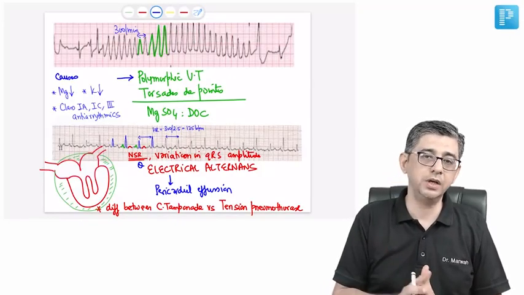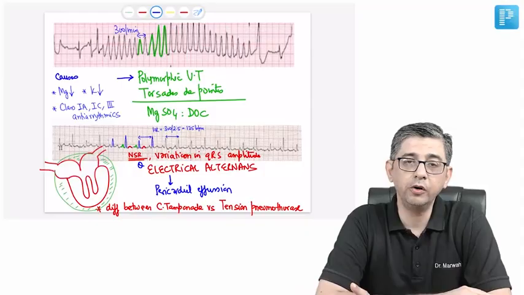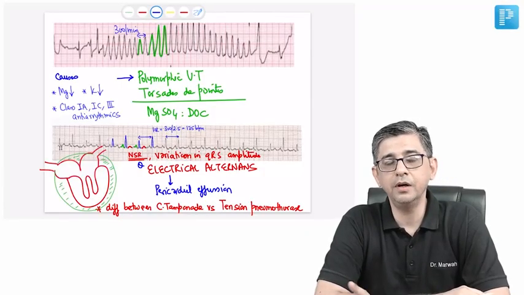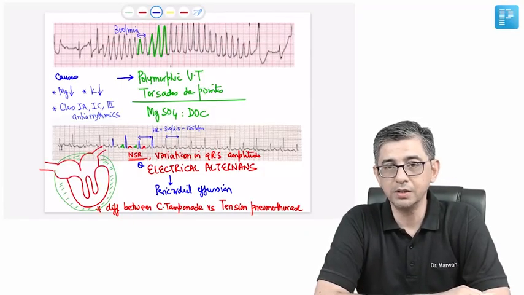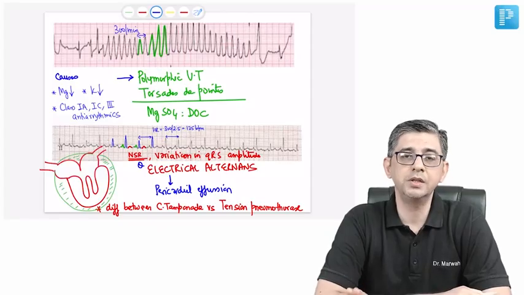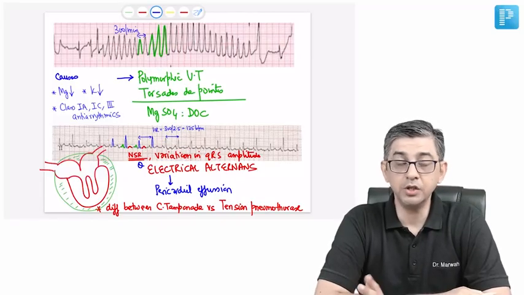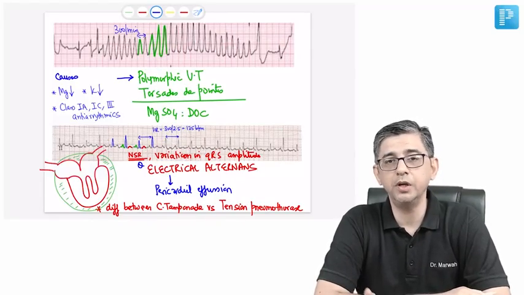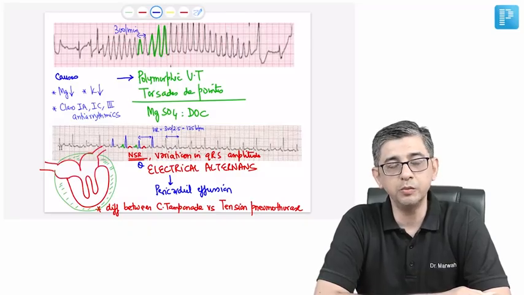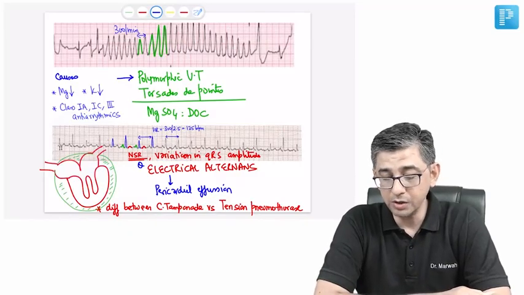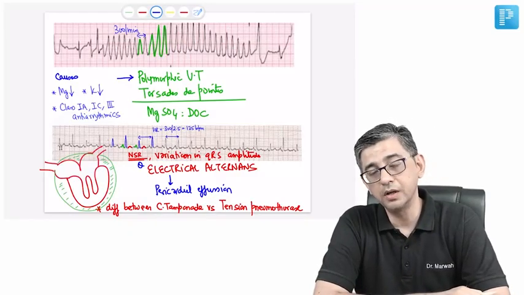I'll repeat the facts once again. Point number one to be remembered is whenever you get a variation in the amplitude of the QRS complex, don't be in a rush to answer it as polymorphic ventricular tachycardia. Check whether P waves are present after PQRS, then T wave, normal sinus rhythm should be demonstrated. If that is so, your answer would be electrical alternans.